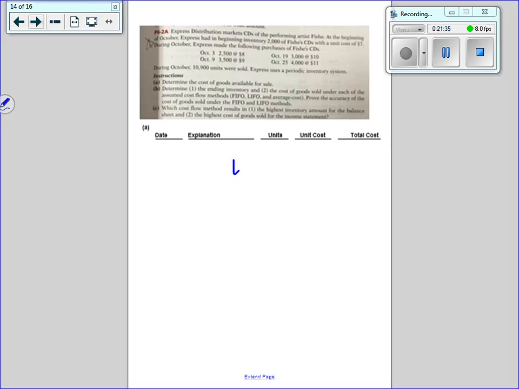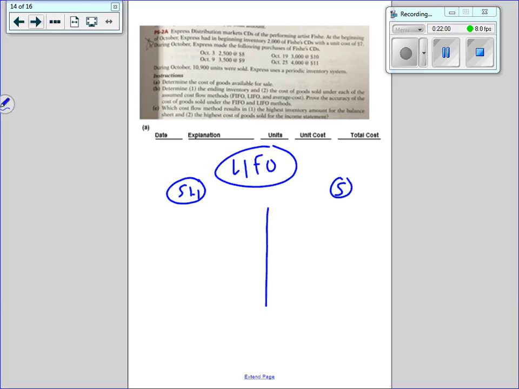LIFO stands for last in, first out. It doesn't necessarily mean stuff, it means the values. The last values that came in, or in this case, in times of rising prices, the more expensive stuff, that's gone. The oldest prices are still here. With LIFO, you don't end up ever really using the oldest prices because they're always still here. We're still targeting that 4,100 because that's what we calculated as sold.